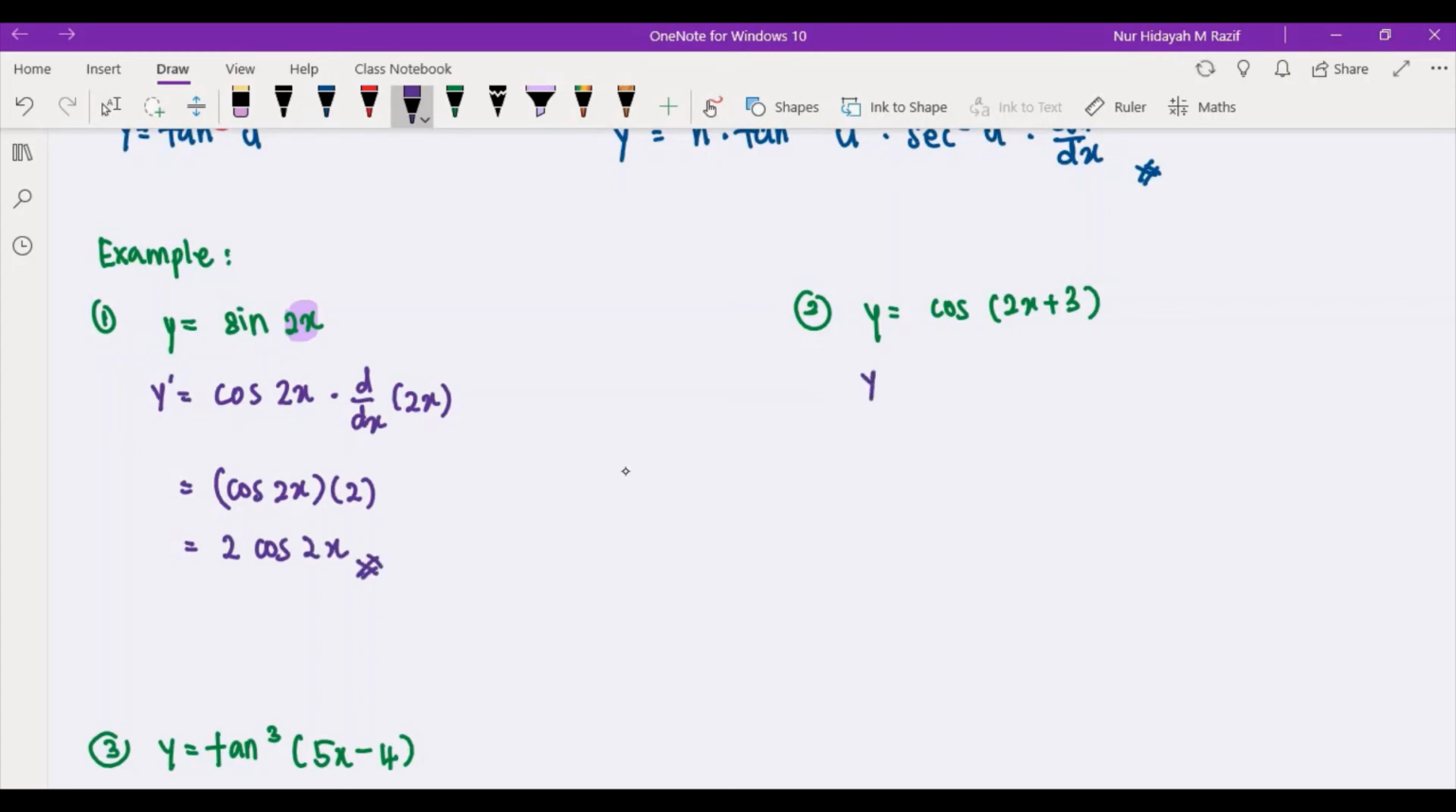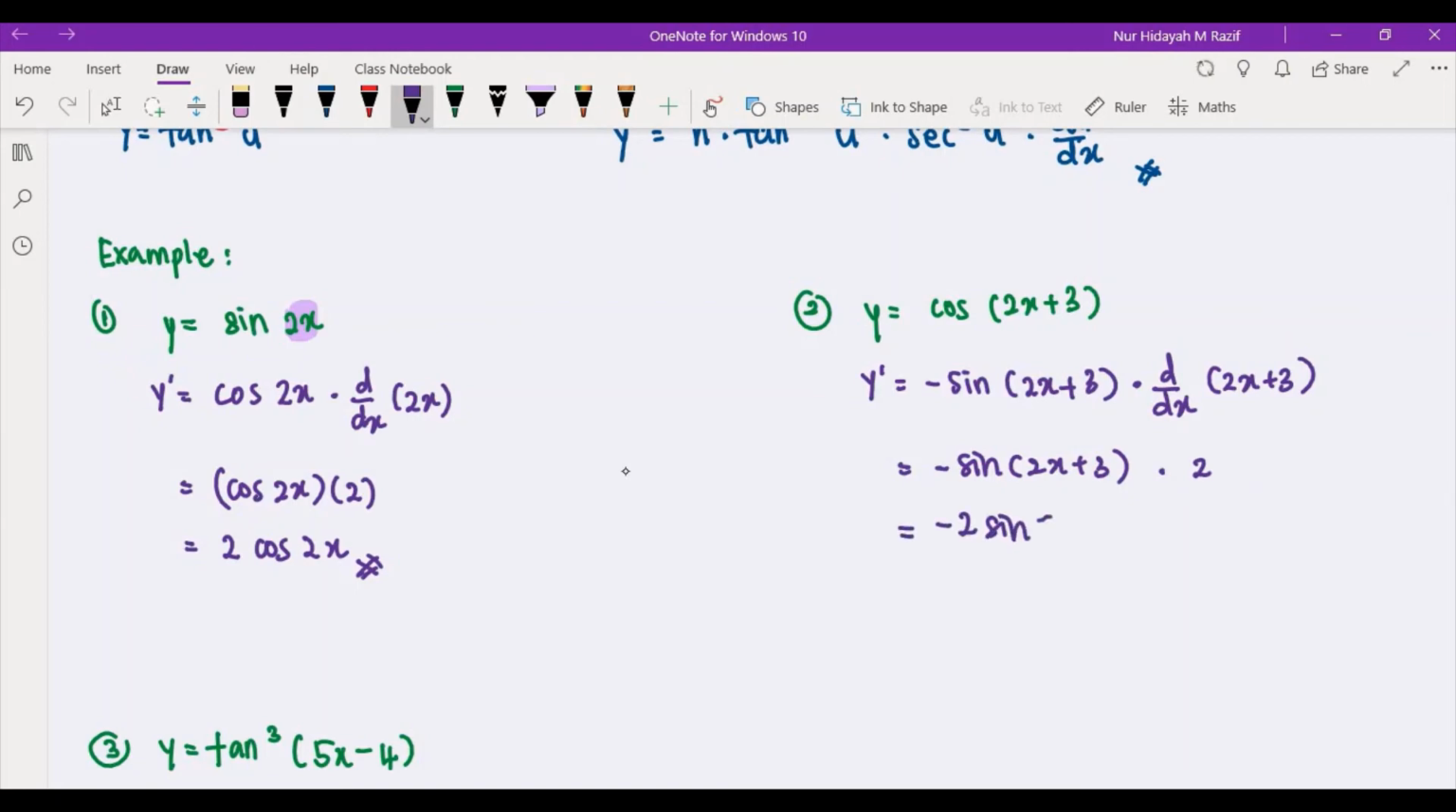As for the second example, I need to differentiate cos, so I will get negative sine. The angle will just follow. So 2x plus 3 multiplied by the derivative of the angle. So differentiating 2x plus 3 with respect to x, and that will give me negative sine of 2x plus 3 multiplied by 2. And again, I can just rewrite that constant in front. So negative 2 sine of 2x plus 3.